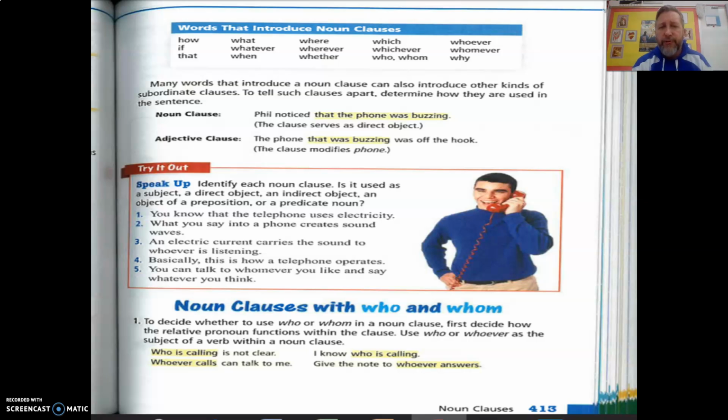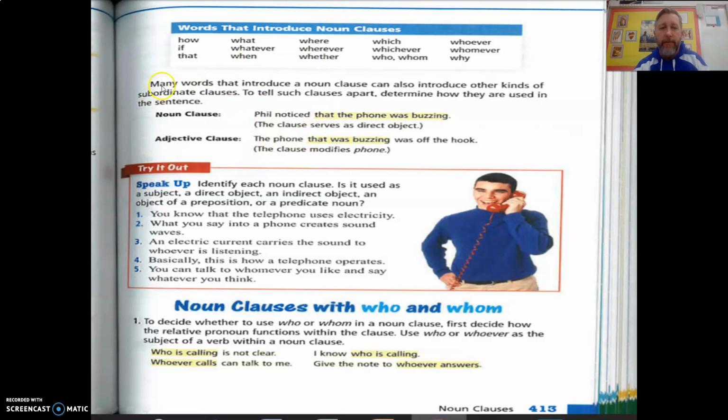It says many words that introduce a noun clause can also introduce other kinds of subordinate clauses. So you can't just look at the subordinate conjunction and say, oh, that's a noun clause, or, that's an adjective clause. You've got to see how it's used in the sentence. For example, that we said was an indicator that maybe it's an adjective clause, but it could also be a noun clause. Phil noticed that the phone was buzzing. Here it serves as a direct object, because it says noticed. Noticed what? That the phone was buzzing. And since it answers what about the verb, it's a direct object.